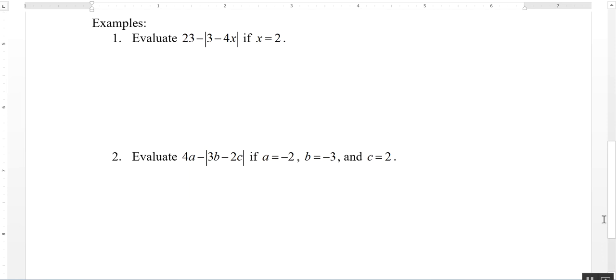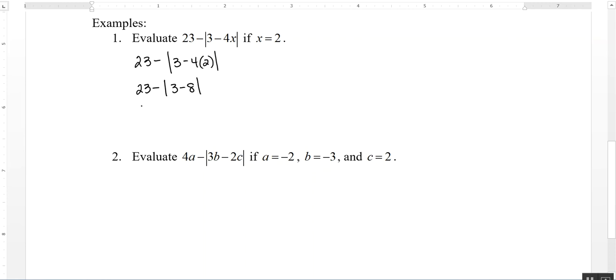Okay, let's take a look at number 1. We need to evaluate 23 minus the absolute value of the quantity 3 minus 4x if x is equal to 2. So my first step is to plug 2 in for x. So I have 23 minus the absolute value of 3 minus 4 times 2. And now I'm going to use order of operations within the absolute value bars. So I'm just going to bring down the 23 minus, and then between the bars I'll do 3 minus 8.